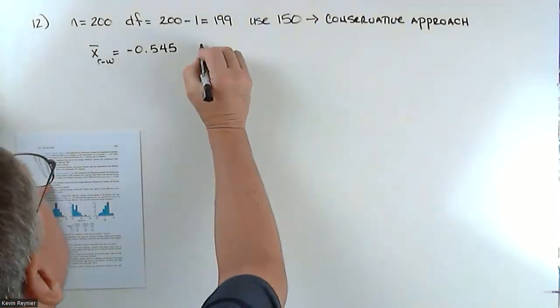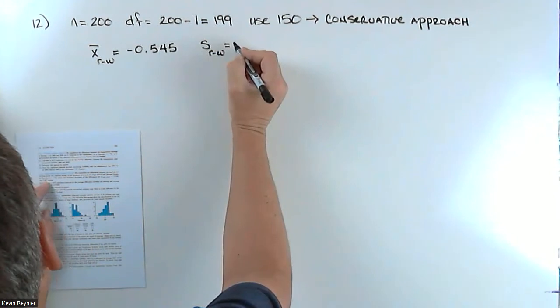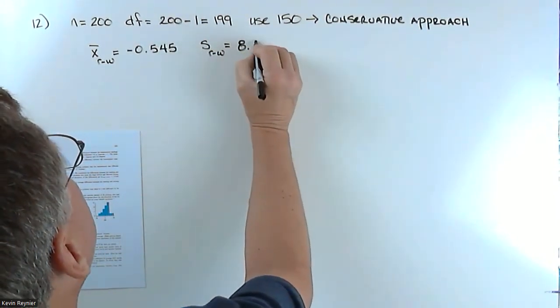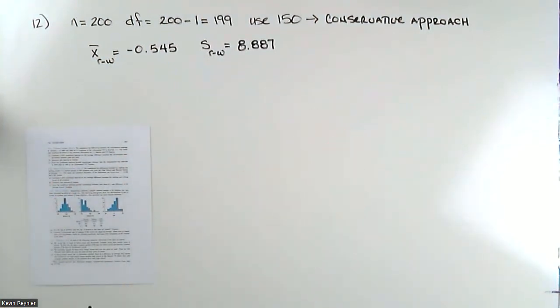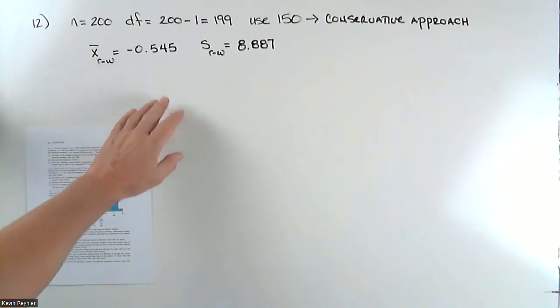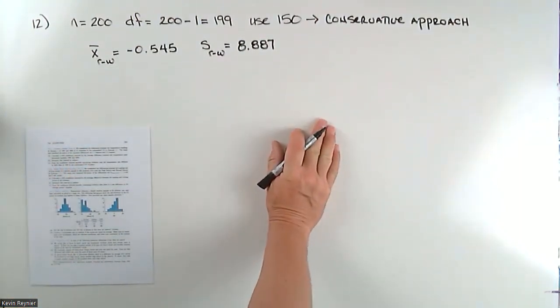And the standard deviation of this, that's reading minus writing, turned out to be 8.887. That's a huge span, right? That's a standard deviation of 8, when our mean is only negative 0.5. It says, as we continue to read, part A, construct a 95% confidence interval.